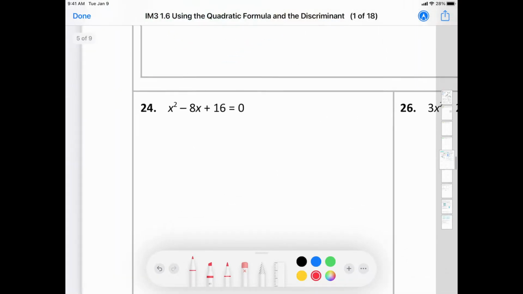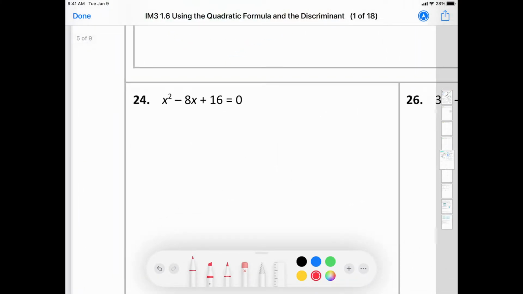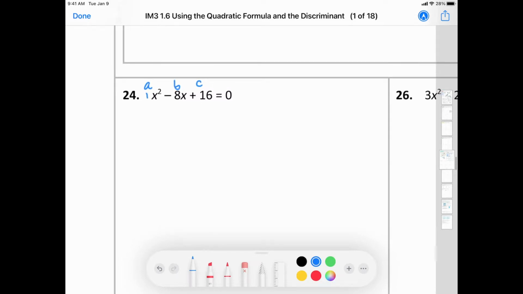Okay. So, I have it set equal to 0. I can just identify my a, b, and c. I write down the formula for the discriminant. And I'm just going to do a substitution. The b value is negative 8. The a value is 1. c is 16. And you get 64 minus 64. So I have 0.